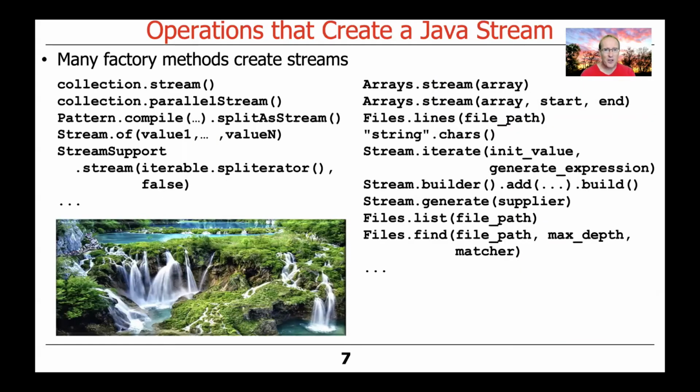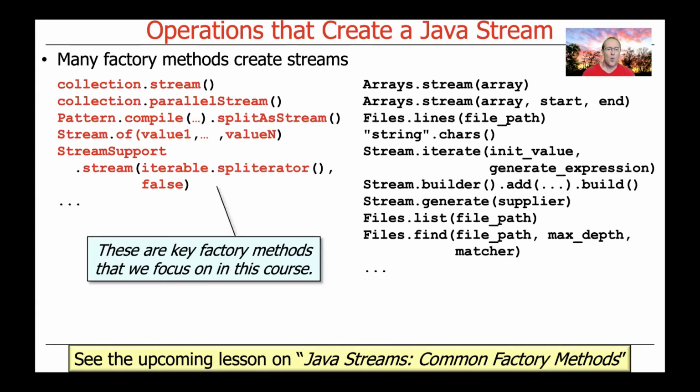There's a whole bunch of other factory methods, though. You can see there's about 24 of them, in fact. We're going to focus on the ones here on the left in a lot of detail. So we'll look at stream and parallelStream. We'll see some fun examples with splitAsStream. We'll take a look at the of method.